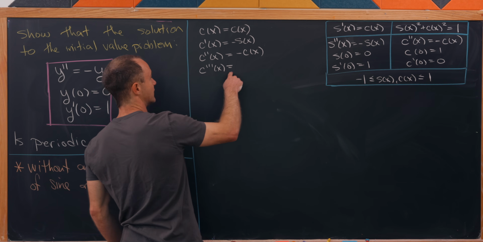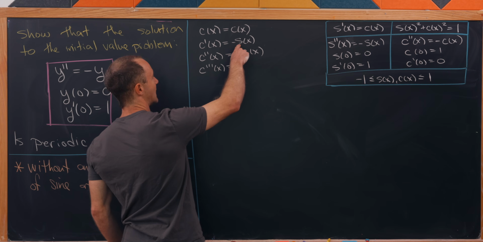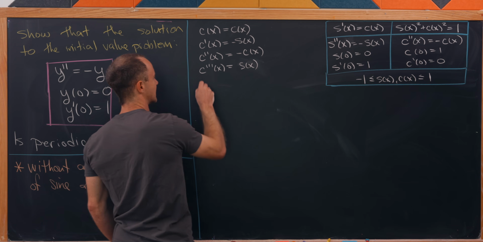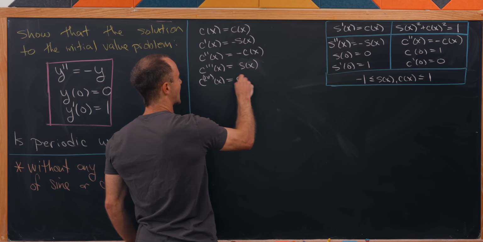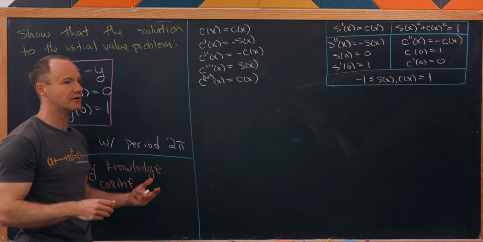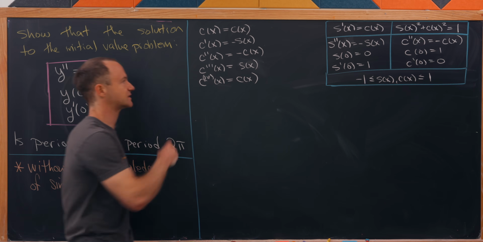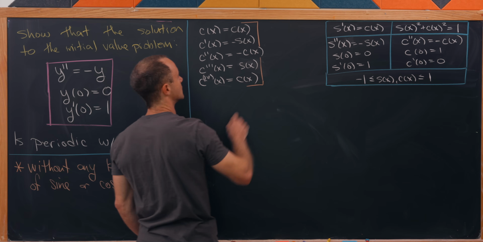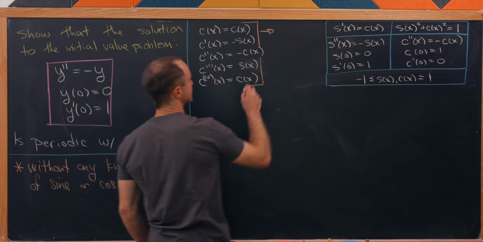Okay, so now let's look at the third derivative. So the third derivative will be the first derivative of c, but that'll give us a minus s, canceling with this minus sign, giving us positive s of x. And then we have the fourth derivative of c is back to c. Now, since we're all familiar with cosine and sine, and we know that these are really just avatars for cosine and sine, this is really no surprise. But that being said, it's interesting to see that this follows so quickly.